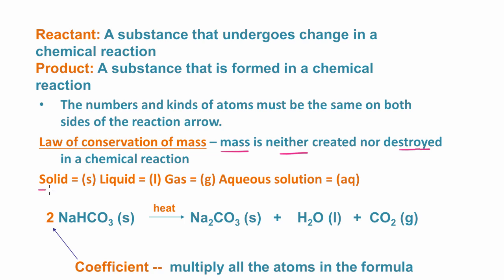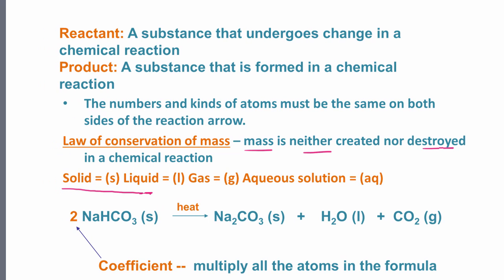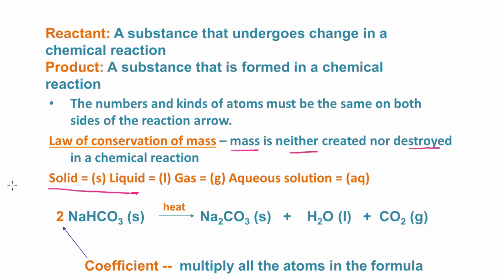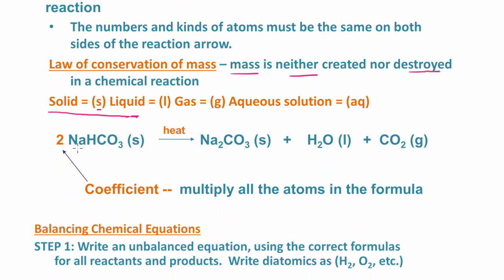Now, you'll notice labels like this next to the substances in a chemical reaction. A solid is represented in parentheses with a lowercase s, a liquid, a lowercase l, gas, lowercase g, and aqueous with a lowercase aq. Aqueous means dissolved in water. So let's take a look at this equation here. Here we have sodium hydrogen carbonate or sodium bicarbonate, which is a solid. We have sodium carbonate that is produced, which is a solid. Liquid water is produced, and carbon dioxide gas.